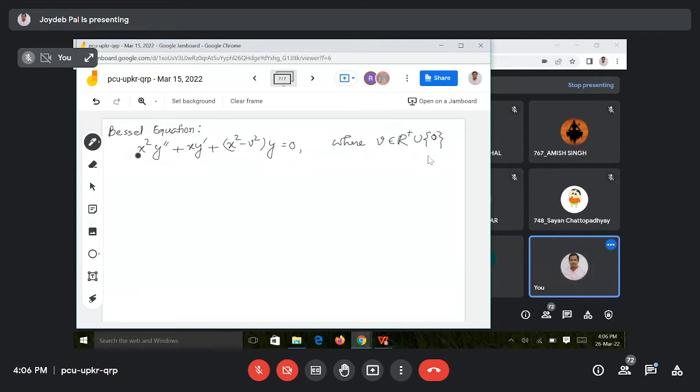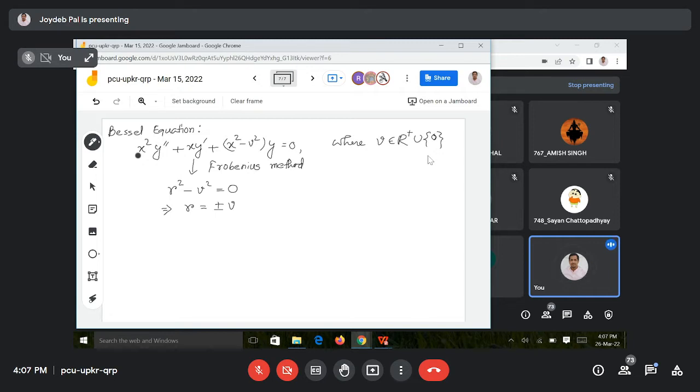Now I have shown what the solution procedure is. Basically, to solve it, we need the Frobenius method. So by applying the Frobenius method, we got the initial equation. What is the initial equation? R square minus nu square is equal to 0, which implies R is either plus nu or minus nu.